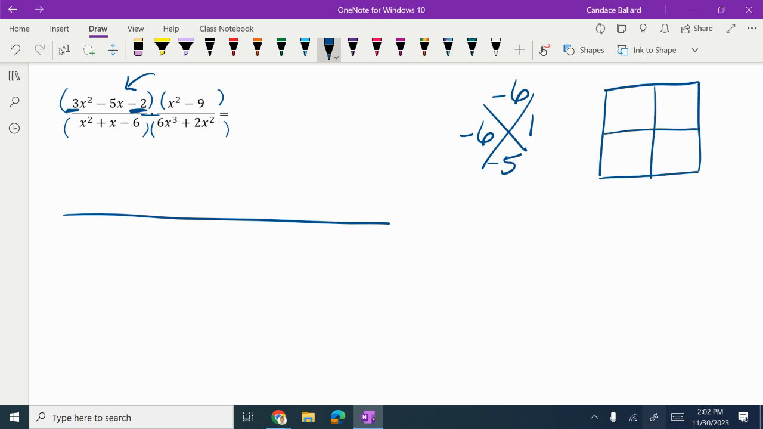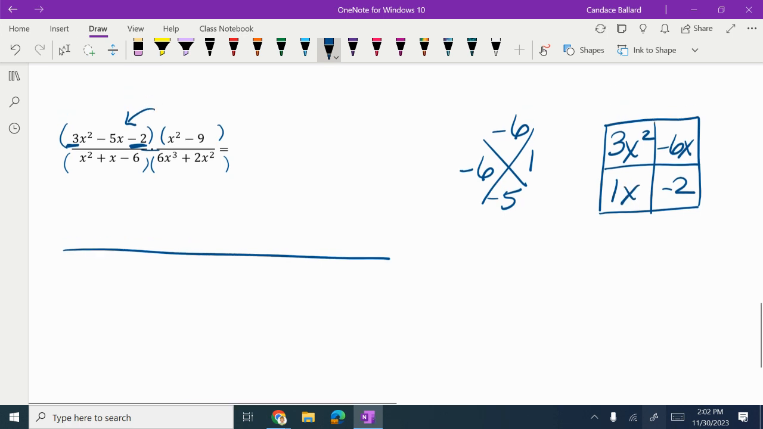So I need a box. I'm going to put the 3x squared in the top left-hand corner and the -2 in the bottom right. And then I'm going to put the -6 followed by an x and the 1 followed by an x in my other two corners of my box from my magic x. Then I ask myself, what times what is 3? I get 3 and 1. 3 will never divide the 1, but it will divide the 6. So I'm going to put the 3x on the side and the 1x on the top.